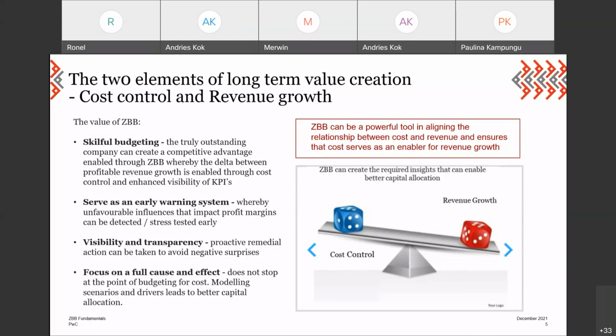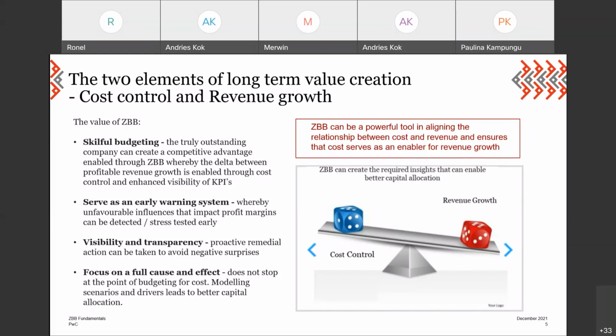revenue growth. So ultimately what we want to achieve is not only to remove inefficiencies from the back office and not project them forward, but also to create a connection, a relationship between the back office and the front office, so that the cost is much more dynamic and it enables revenue growth and it enables better capital allocation over time. So, what we want to say here is that ZBB is a very sophisticated tool that should give you a competitive advantage in a very competitive world that we currently live in.